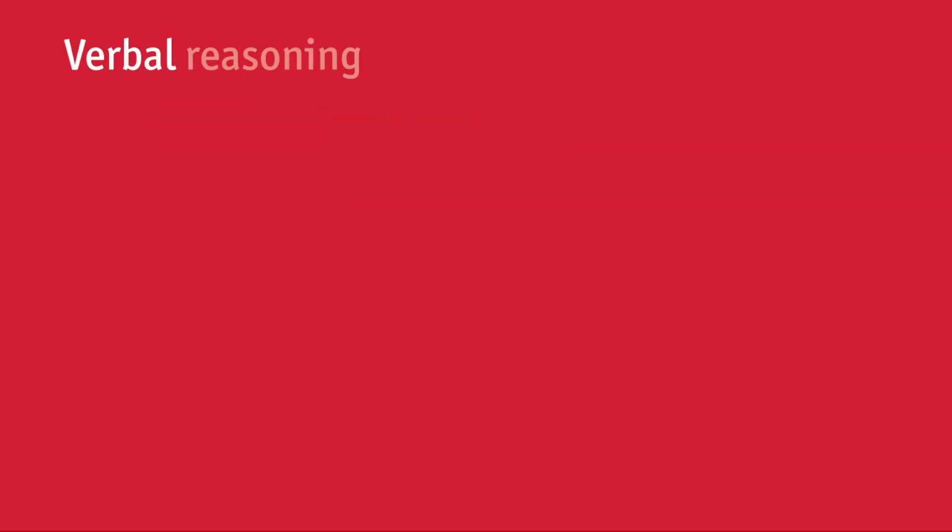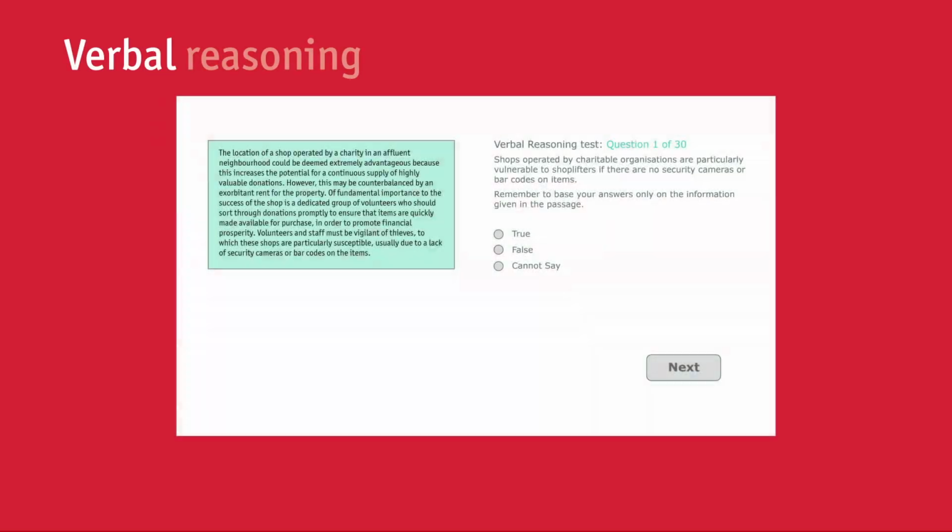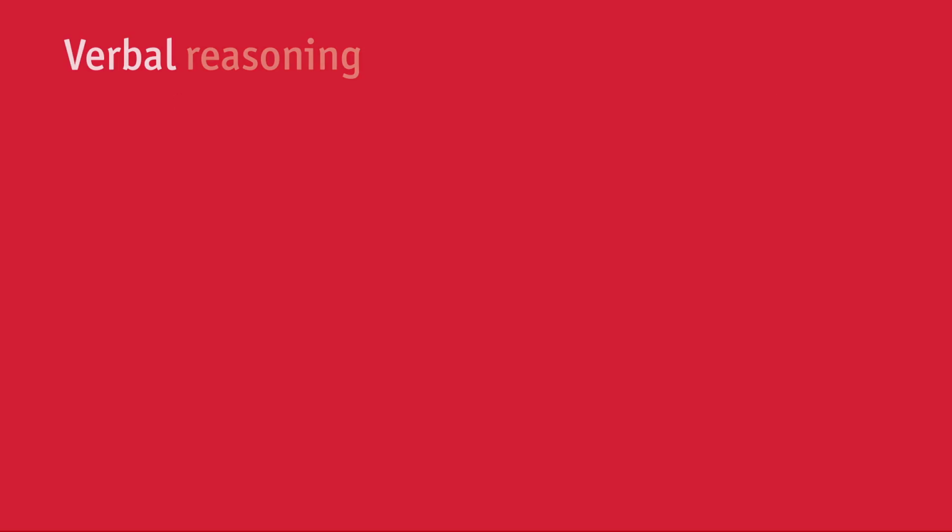Verbal reasoning measures your ability to interpret and analyse information presented in a written format. There will be a passage of text on the screen. A statement will appear to the side and you will have three options. So you are determining whether the statement is true, false, or cannot say, based on the information you've been given.